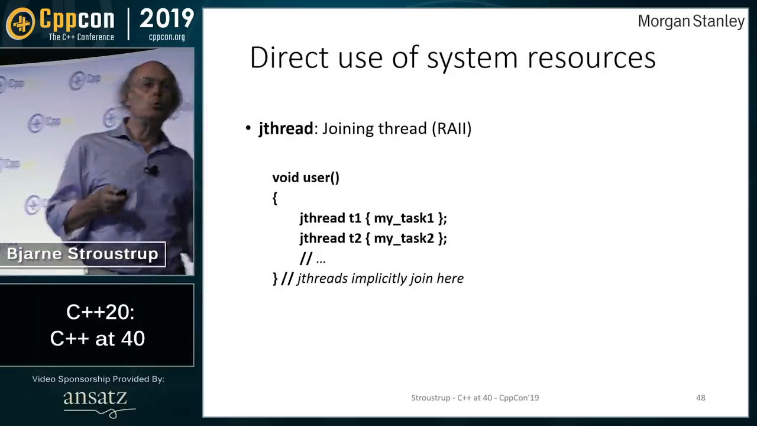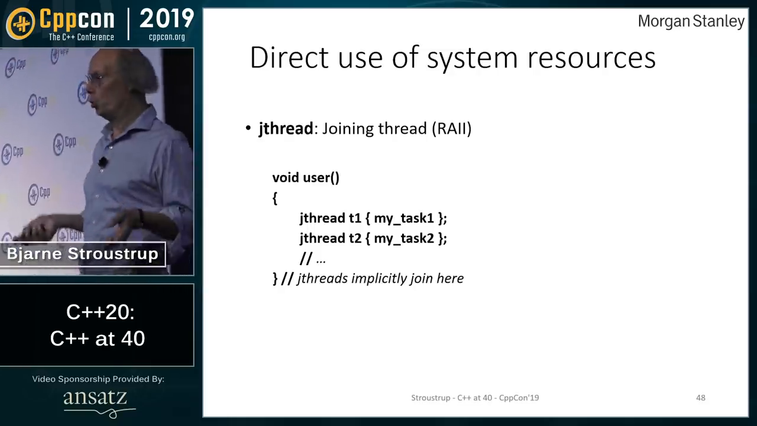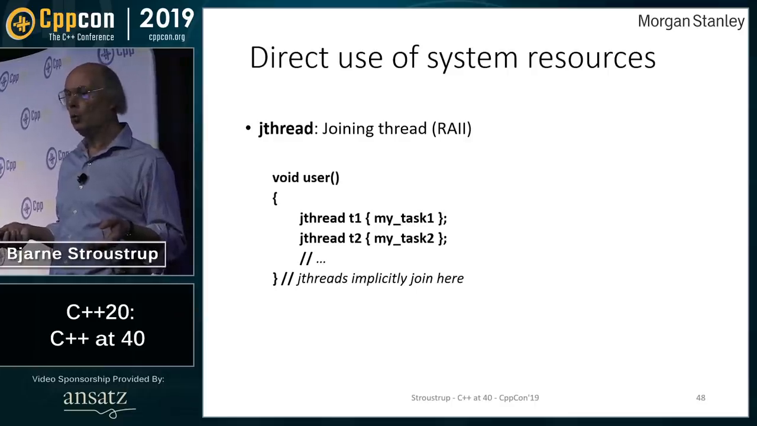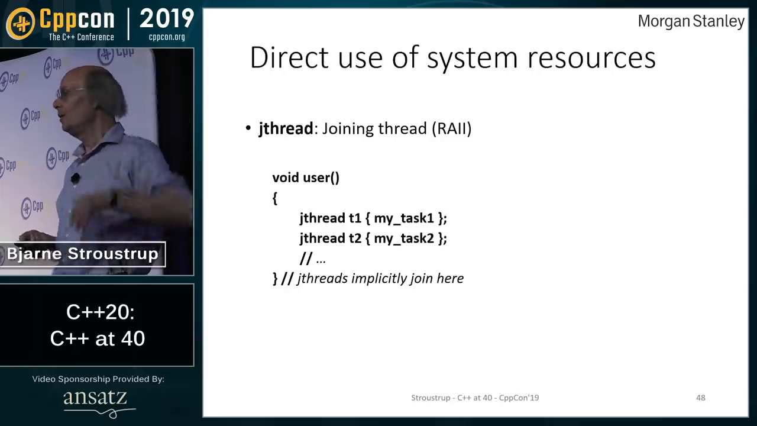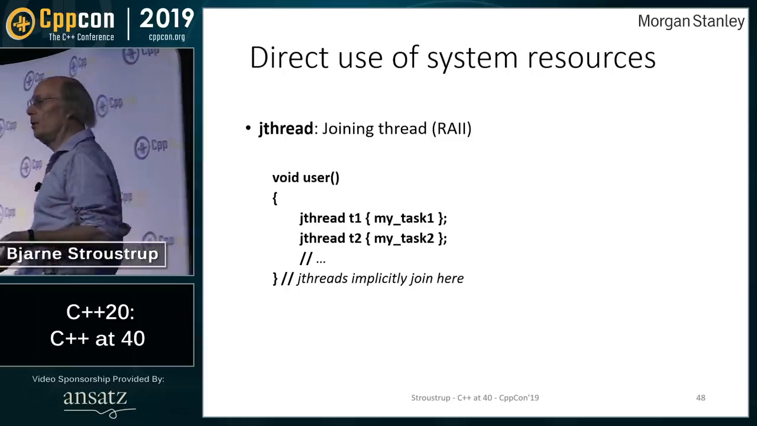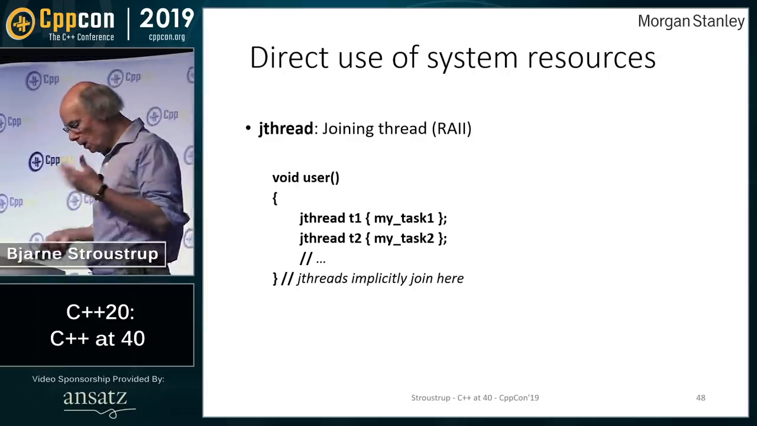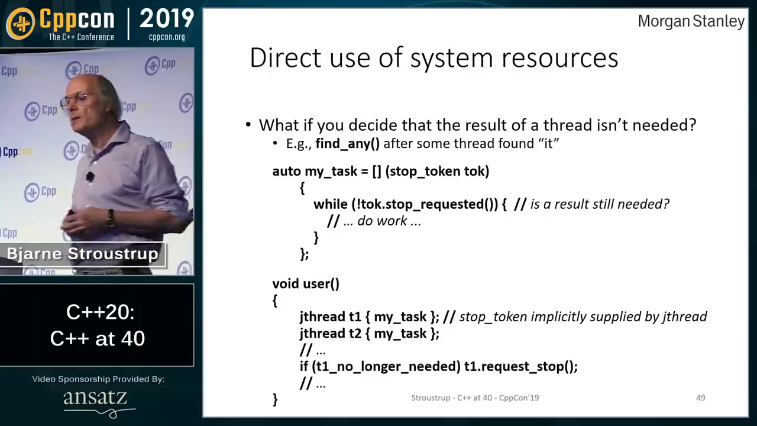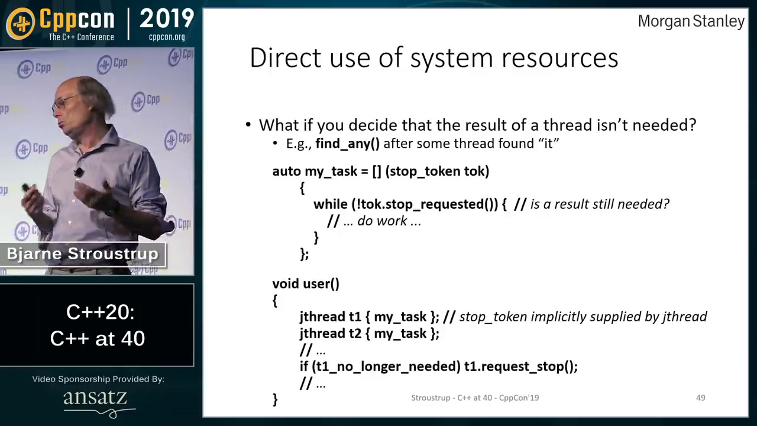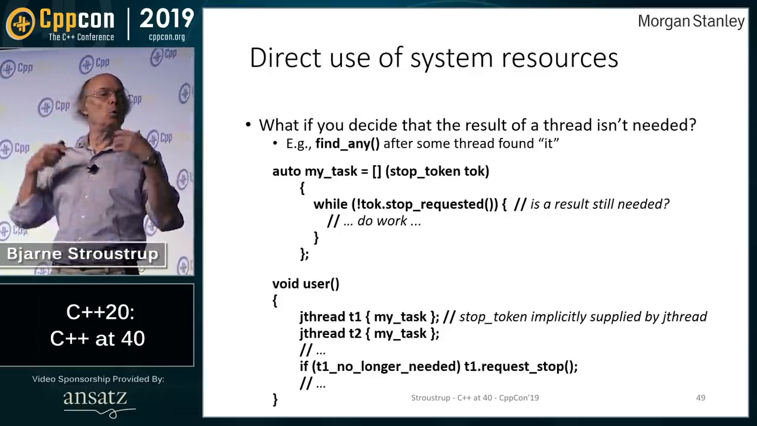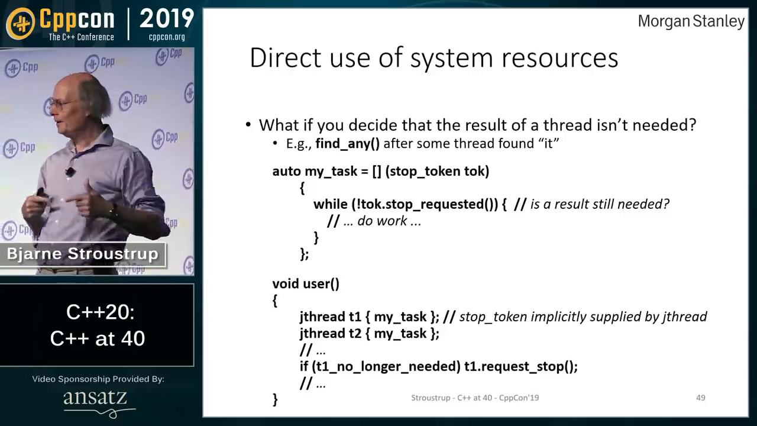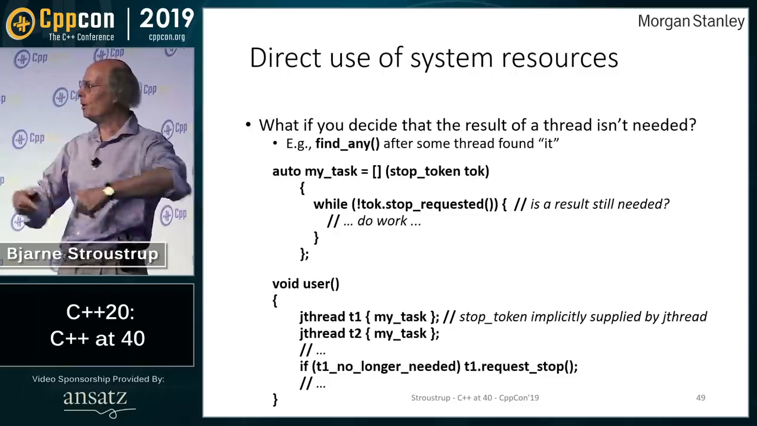However, what if I'm doing something like a parallel search, and I only want to know one? So when one of these tasks, threads comes up and says, I got it, I would really like to tell the other threads, the other tasks to go away. That's the way you do that with J threads. You have a stop token, and most of the code that we write has some kind of outer loop that says do something, then do more.